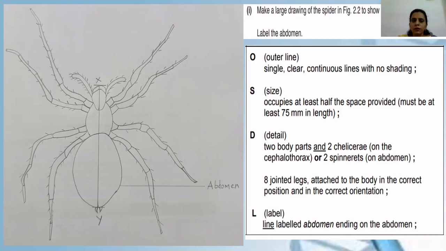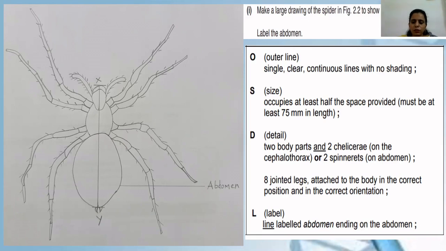Just remember this SOLD. S refers to size. Size should always be larger than the original picture of the organism. Then O refers to outer line. The outer line should be a single, clear, continuous line with no shading. Even if a very small amount of shading is there, you lose marks for the outer line. Then D refers to details of the body, 2 body parts or 3 body parts, depending on how many marks the question is asked for. Then L refers to labeling. If the question specifies which parts are to be labeled, you label those parts. Otherwise, at least label 2 to 3 parts in the drawing which you are making.